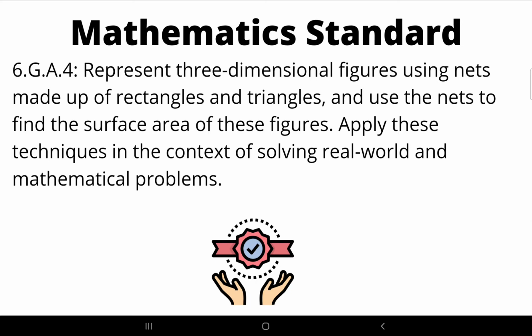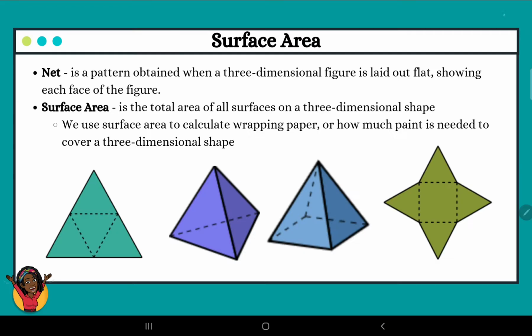Standard 6.G.A.4: represent three-dimensional figures using nets made up of rectangles and triangles, and use the nets to find the surface area of these figures. Apply these techniques in the context of solving real-world and mathematical problems. A net is a pattern obtained when a three-dimensional figure is laid out flat, showing each face of the figure. Surface area is the total area of all surfaces on a three-dimensional shape. We use surface area to calculate wrapping paper or how much paint is needed to cover a three-dimensional shape.